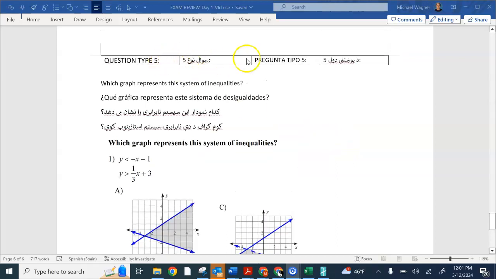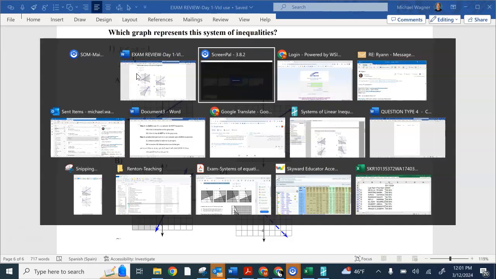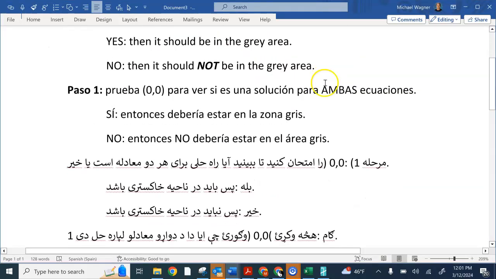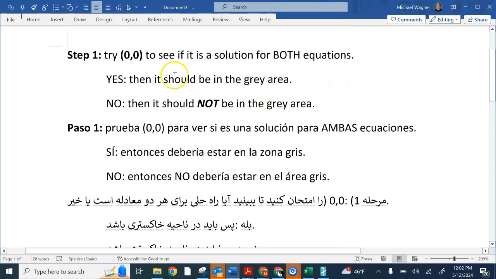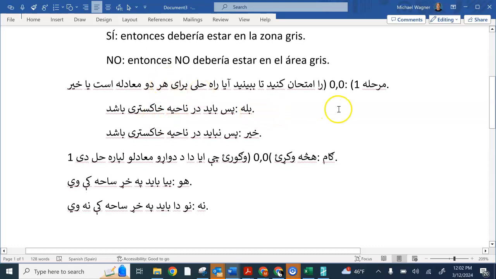Okay, our next question type is which graph represents the system of inequalities? So read your language. We have two equations, and one of the graphs matches the equations. Okay, the first step is to go here. Here's English, Spanish. If you need to pause it to read this, go ahead and read it.